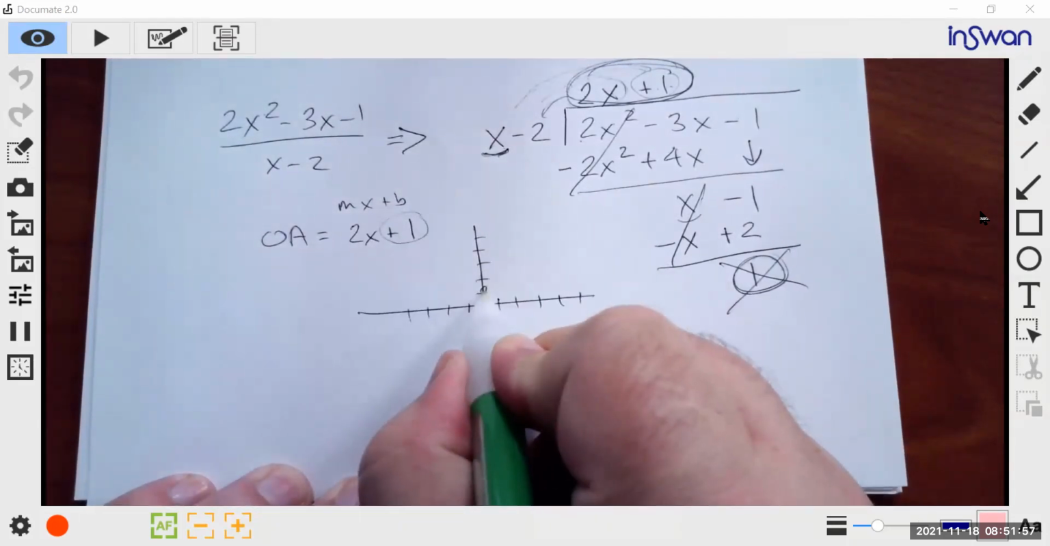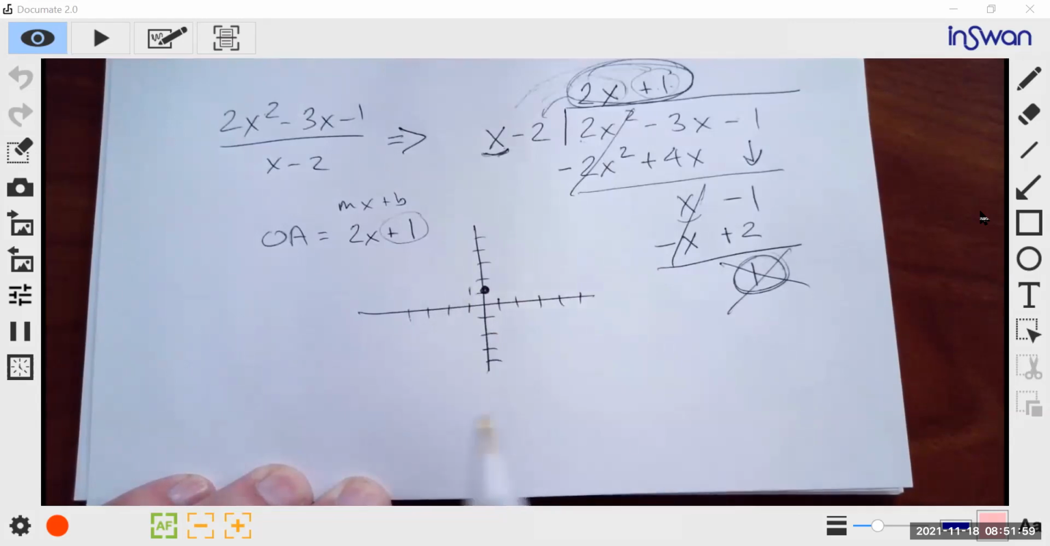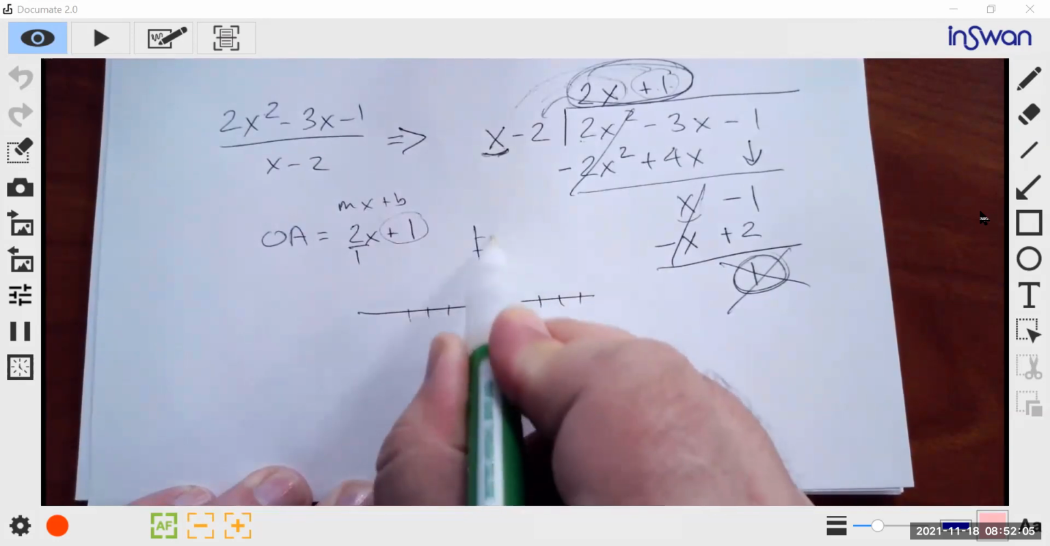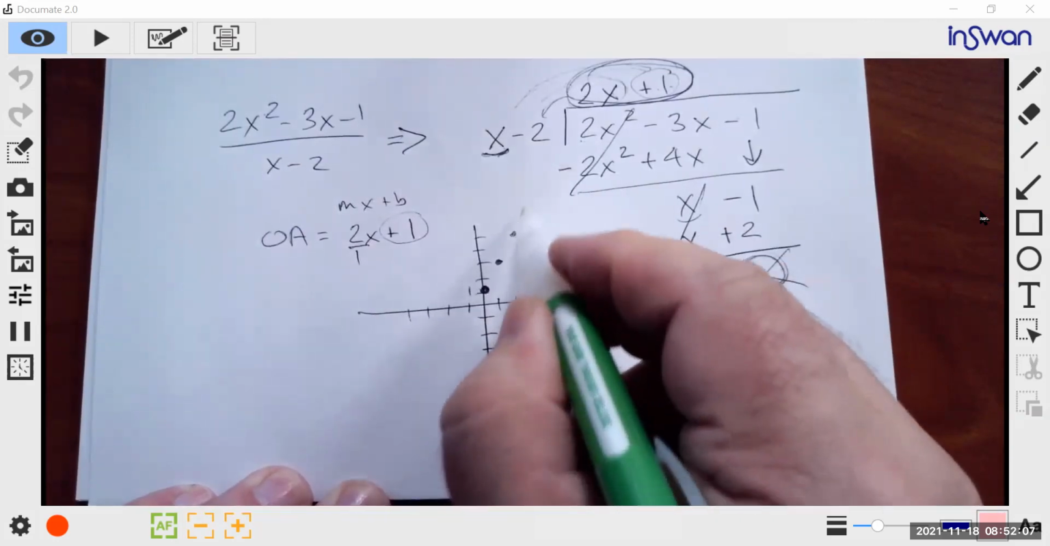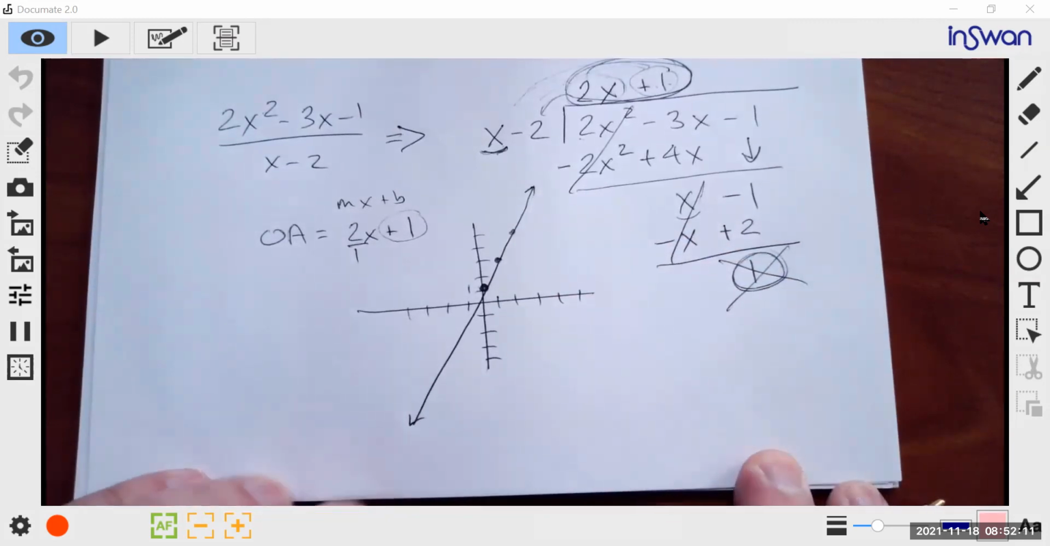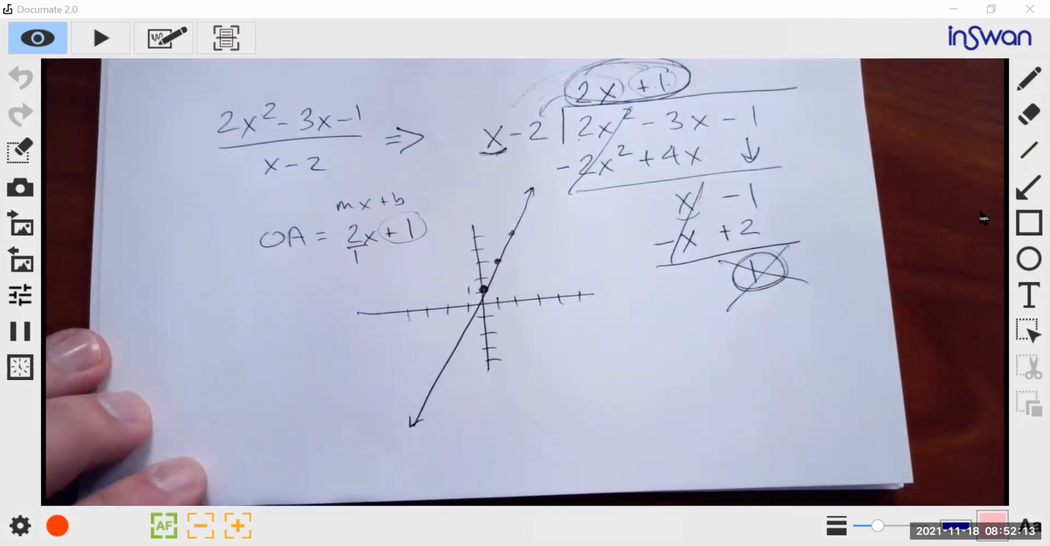Plot the y-intercept, then follow the slope. Up 2 over 1. There's your vertical asymptote. I mean, your oblique asymptote.